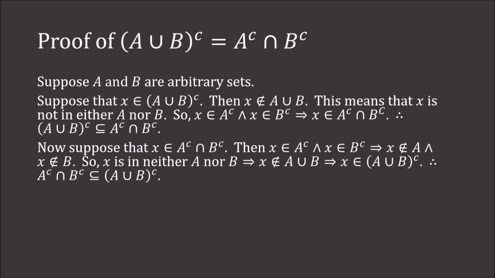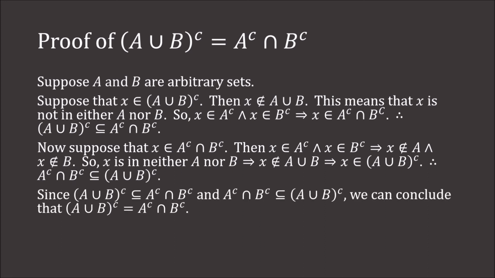Now let's suppose that X is an element of A complement intersected with B complement. Then X is in A complement and X is in B complement, which means X is not in A and X is not in B. So it's in neither A nor B. So X is not in A union B, which means it must be in the complement of A union B. Therefore, this set is a subset of this set. Well, that means that they must be equal. And so the proof is complete.